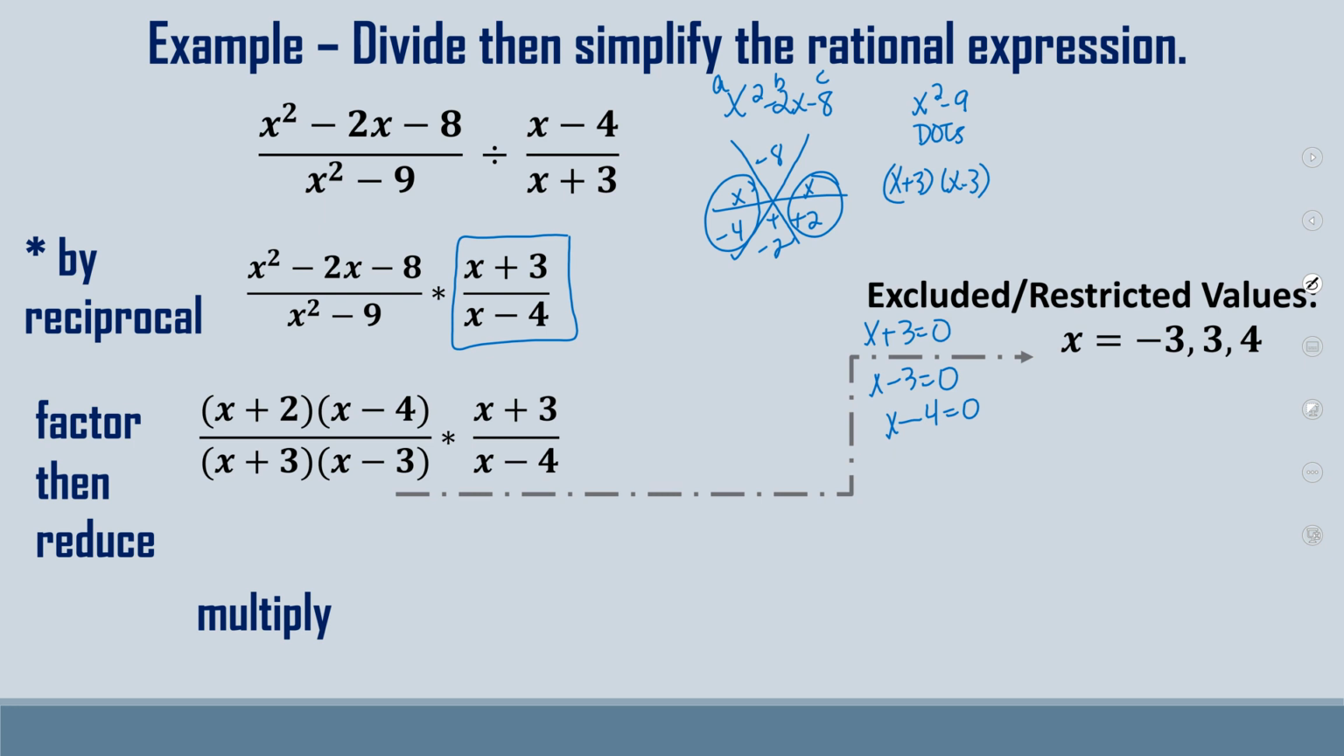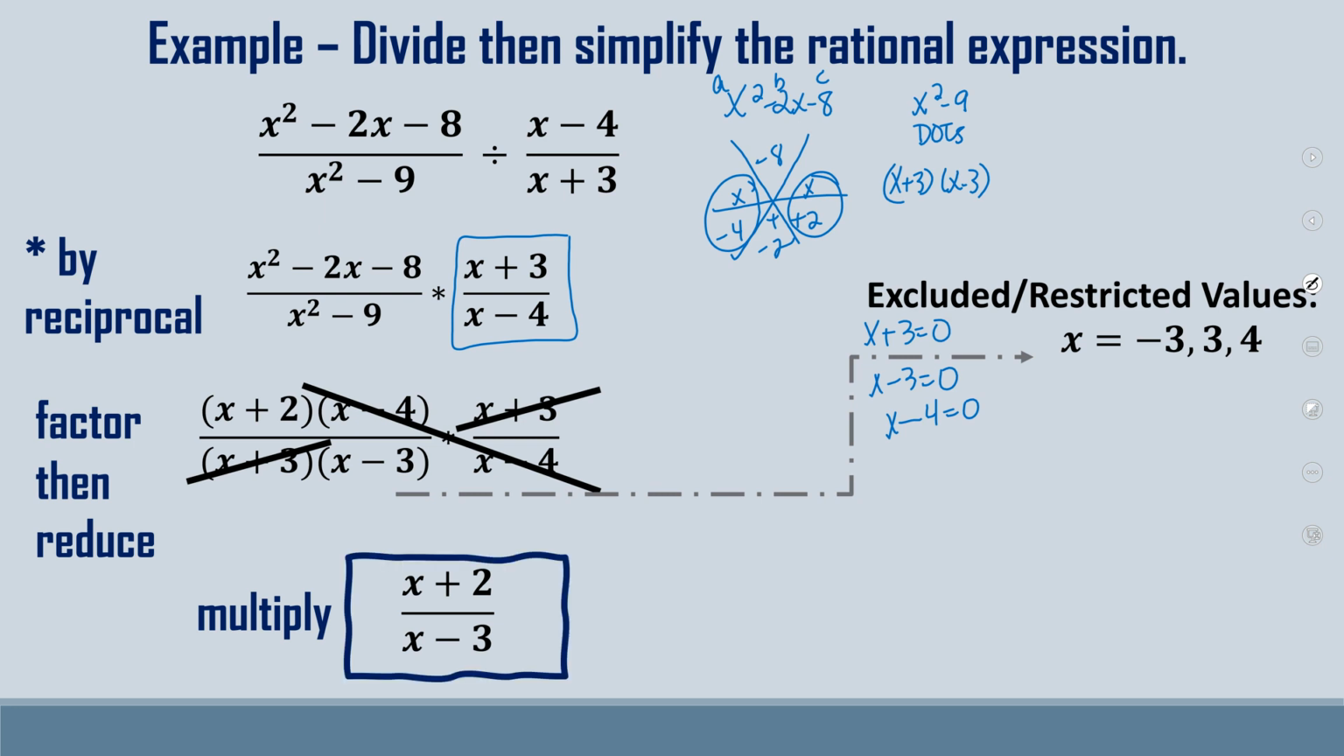What are the common factors that we see? That's right, x minus 4 is in numerator and denominator of everything. Cool. And we also have the quantity of x plus 3 as a common factor. Reduce those guys. And what we're left with is an x plus 2 in the numerator and an x minus 3 in the denominator, multiplied by a big giant 1. So that's what it is. There's your answer. You're all done.